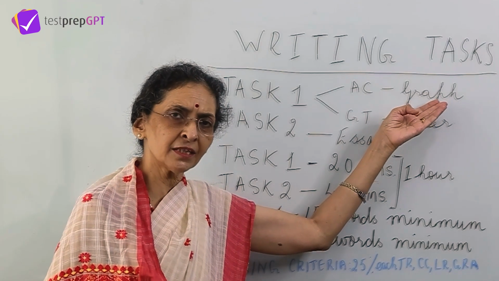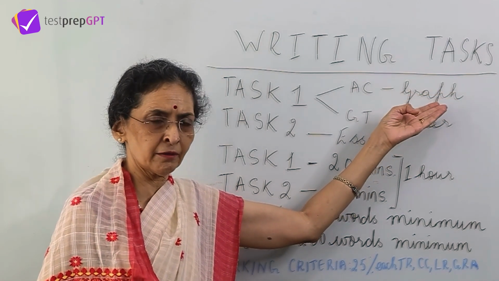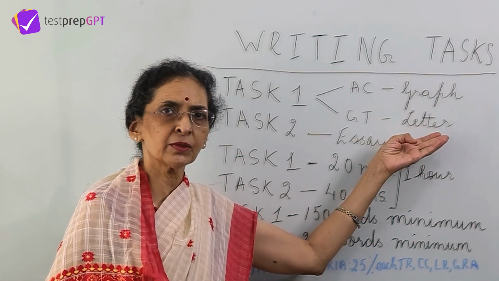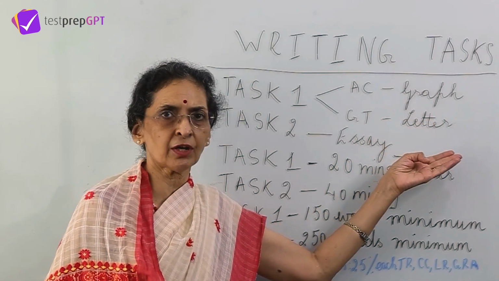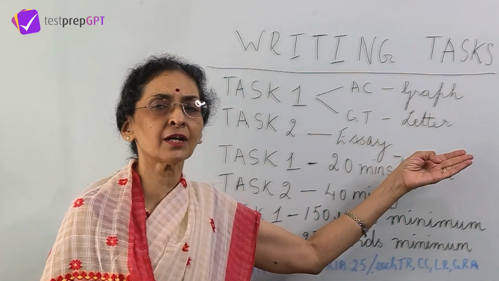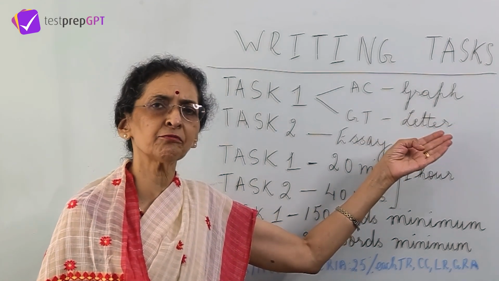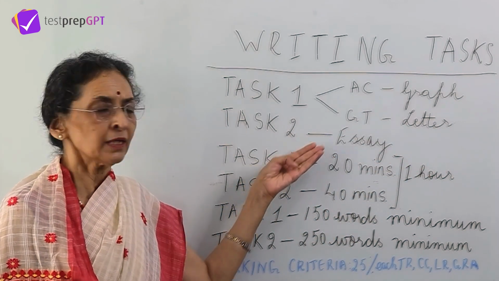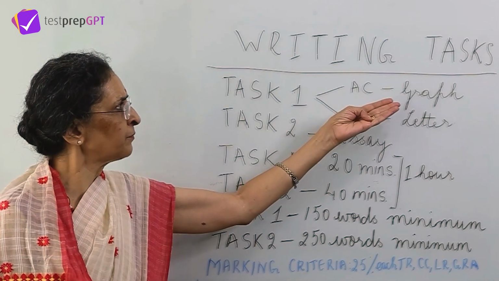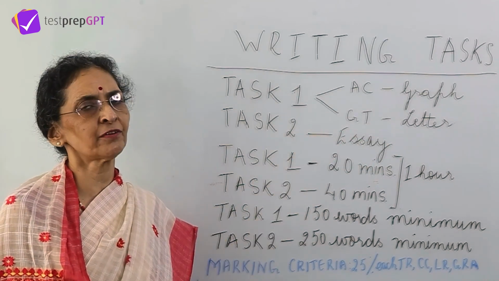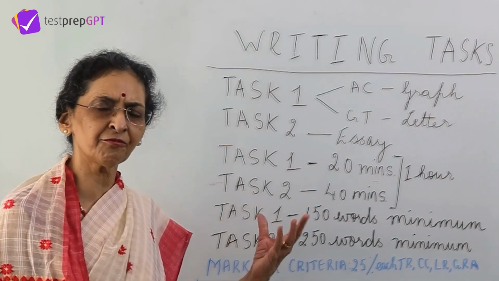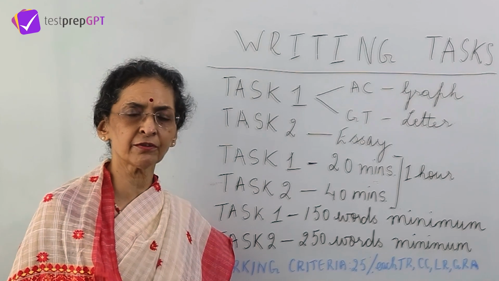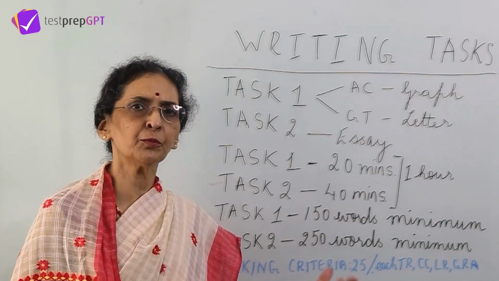So if you're an academic candidate, you'd have to write a report on a given graph. If you're a general training candidate, you would have to write a letter according to the instructions given. The instructions are generally very clear and precise, so if you follow them exactly, you're likely to do quite well. Task 2 requires an essay in both the academic and the general training modules. There is a slight difference in the topic that you might get for the academic and for the general training module, but the pattern for both is the same.